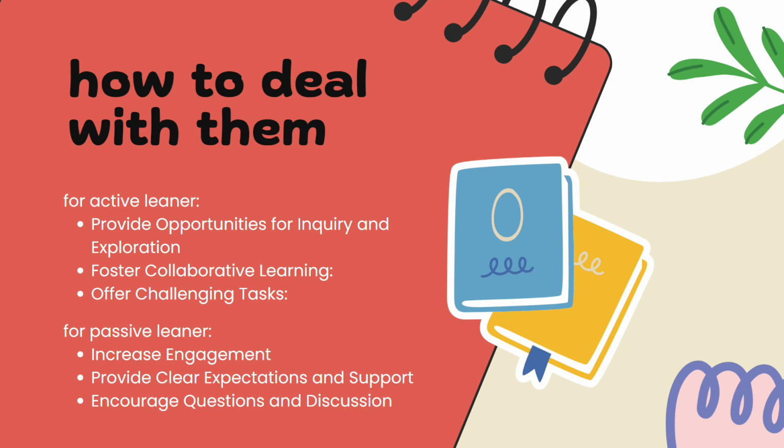Okay, for the third, offer challenging tasks. Active learners thrive on intellectual challenges, so provide them with tasks and assignments that require critical thinking, problem solving, and application of knowledge. Okay, and then for passive learners, for the first, increase engagement.